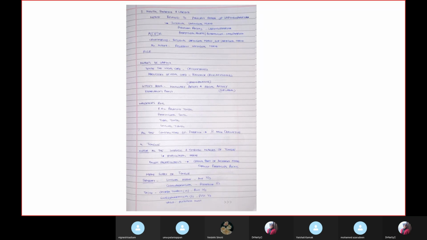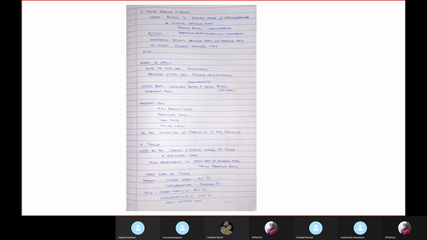Okay. So now let's get back. After the Waldeyer's ring, this is one more important point. All the constrictors of pharynx, they are from the fourth arch derivative. So from the embryology point of view, all the constrictors of pharynx are derived from the fourth pharyngeal arch.